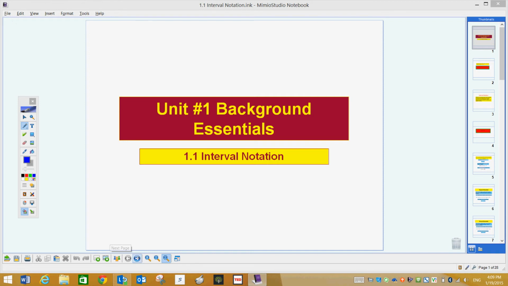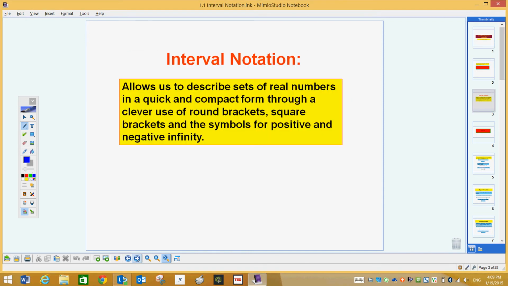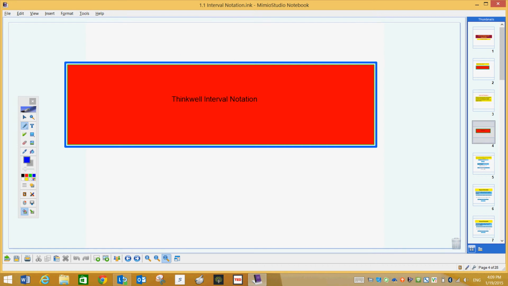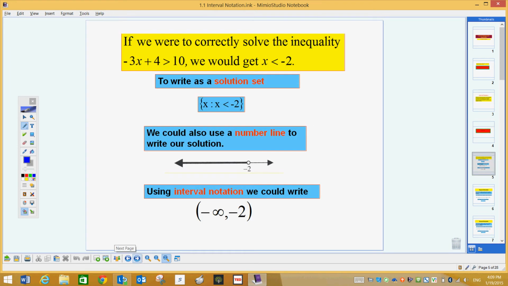Now, what do we mean by interval notation? Let's say, for example, we solve the inequality negative 3x plus 4 greater than 10. If we did our mathematics correctly, we would end up with the answer x is less than negative 2. To write this as a solution set, we would write a parentheses x colon x less than negative 2. And the colon stands for such that.